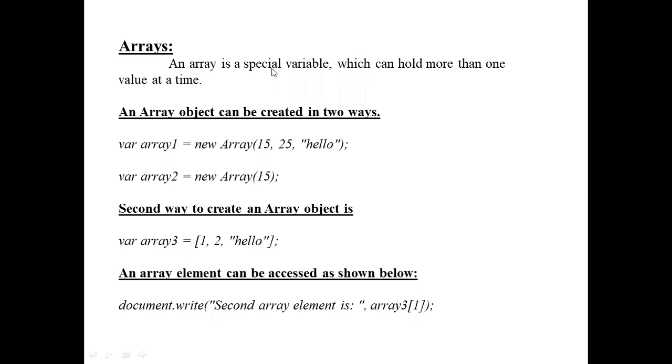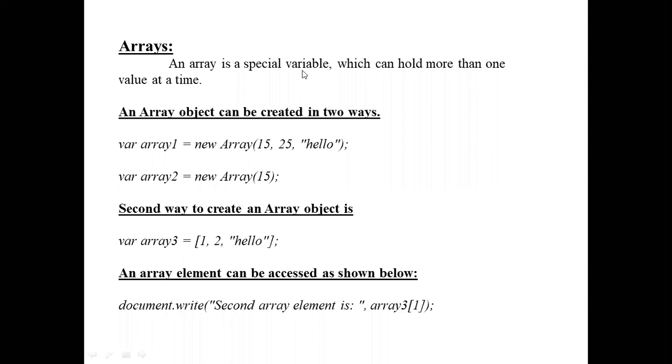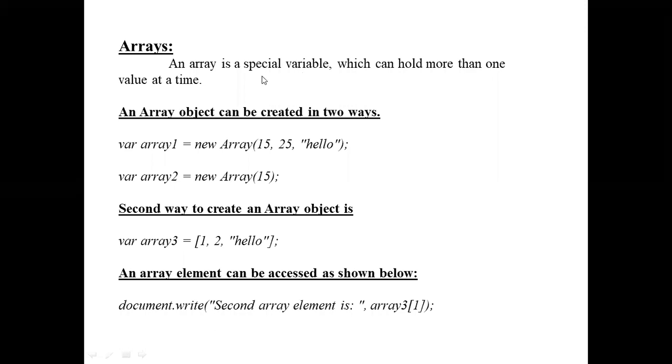Unlike in Java, arrays in JavaScript can contain elements of different data types. In Java, an array is a collection of elements of similar data type, while in JavaScript, an array can contain elements of different data types.